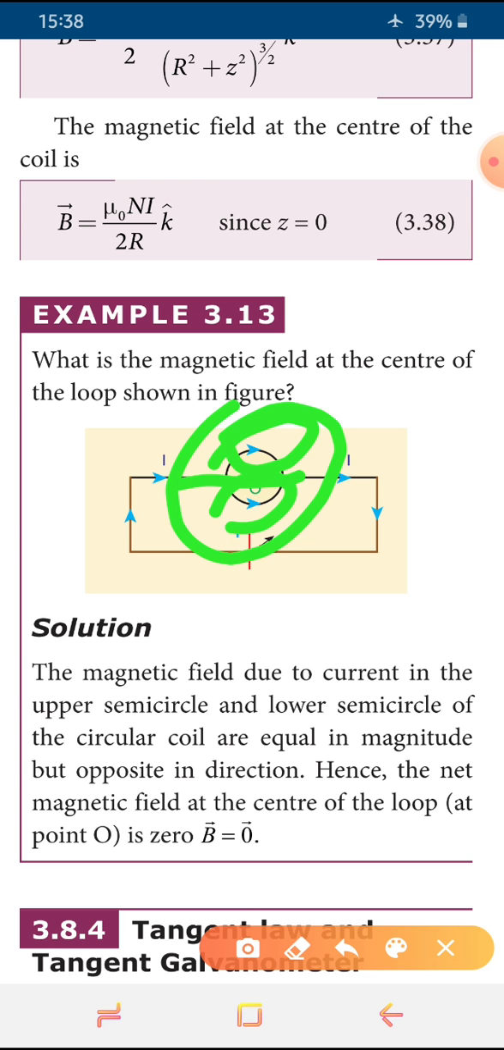This single circular coil is divided into two semicircles, and the upper and lower semicircles are equal in magnitude and opposite in direction. The magnetic fields are opposite, and when we add these two, they will be cancelled, like in the last 5 mark question. Just as dB cos phi on both sides was equal and we cancelled it, the same case is used here. Then at the midpoint of the circular coil, the magnetic field value is 0.